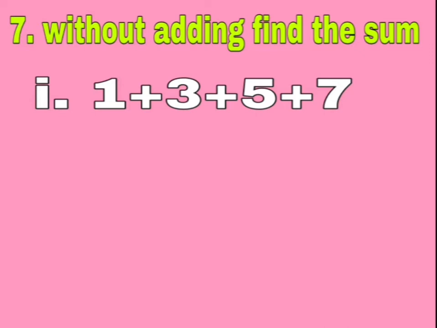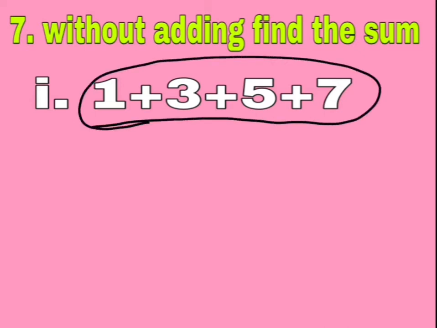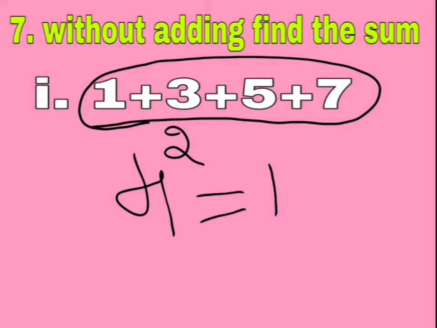Without doing addition also we can find out the sum if you are adding only consecutive odd numbers, right? So here we are adding 4 odd numbers. Just do 4 square. 4 square is equal to 16. The solution or the answer or sum for this question is 16. So that is very easy for us.